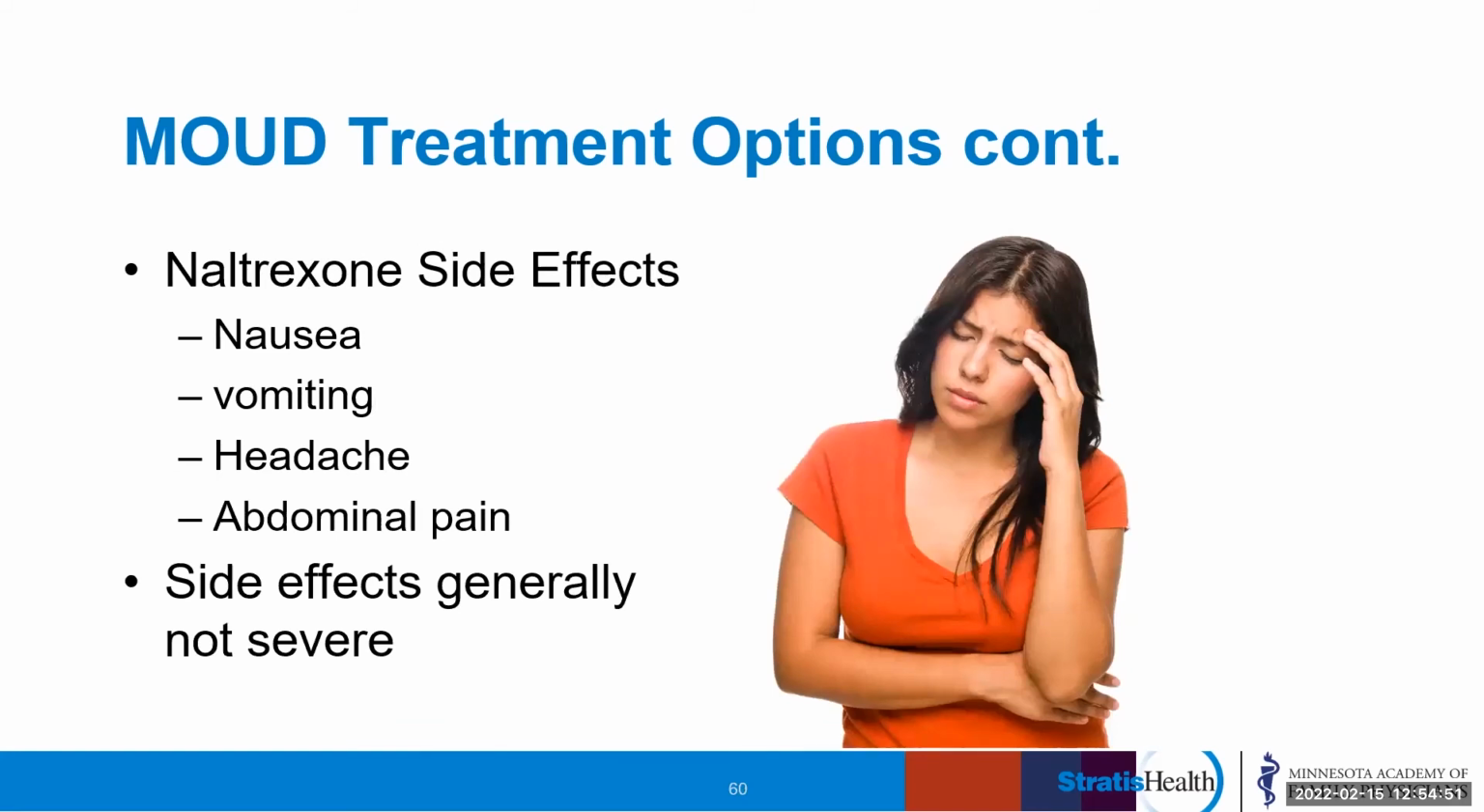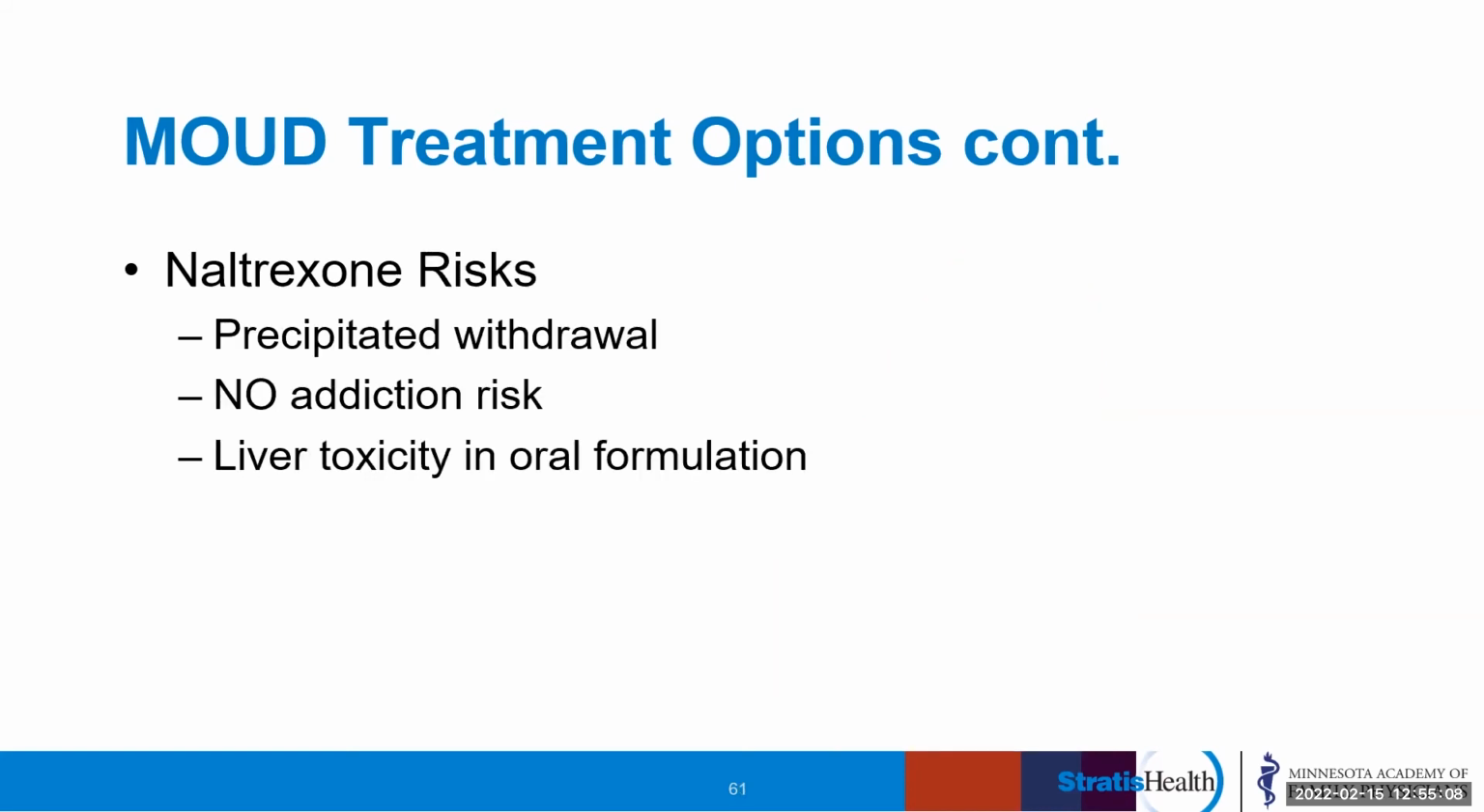Side effects, really nothing severe. I mean, from this standpoint, most people do not have big problems. Maybe a little nausea and vomiting, headache, but nothing severe. We don't have any of the QT issues of methadone, overdose issues. You just don't have that while you're on it. But again, the risks. The biggest one is precipitated withdrawal. You get a shot of naltrexone and you weren't quite telling the truth and you've been using opioids, you're going to be very ill. Or if you get it too early on when you're in withdrawal, you are going to get very ill. But again, no addiction risk. And again, the liver toxicity is only related to the oral formulation and not the injectable.